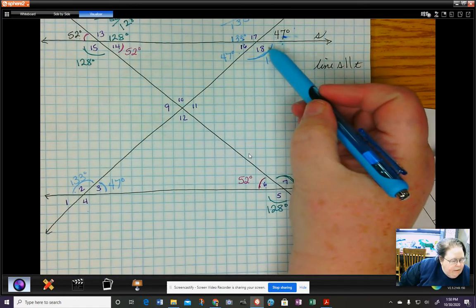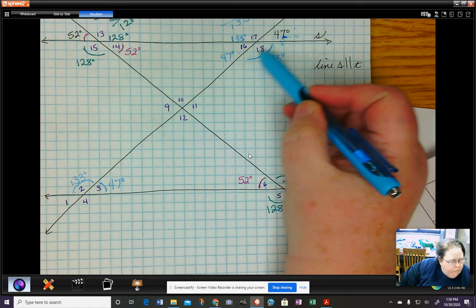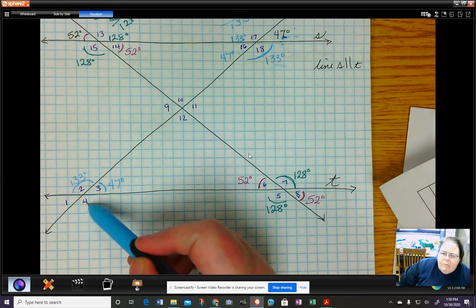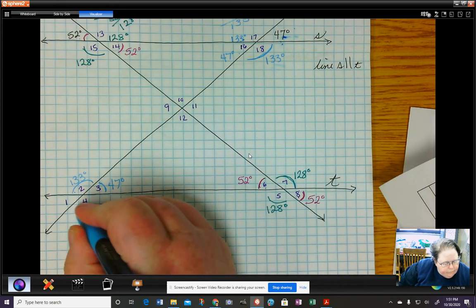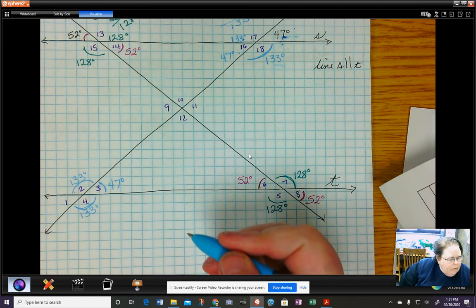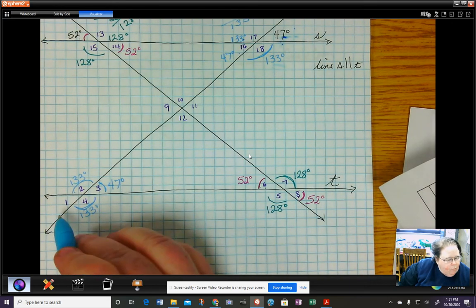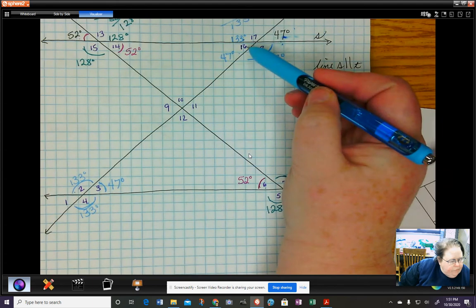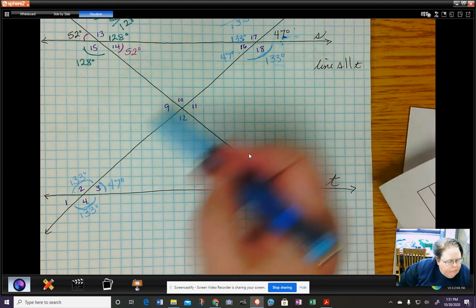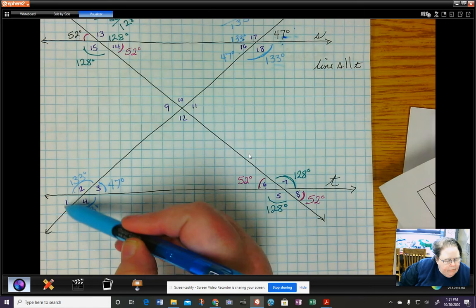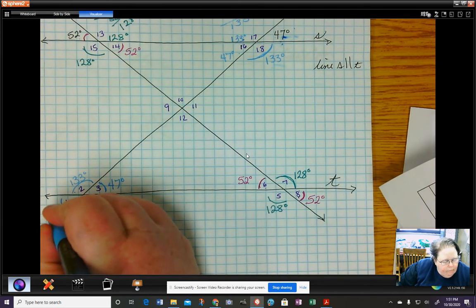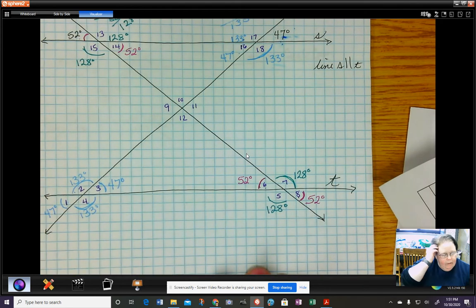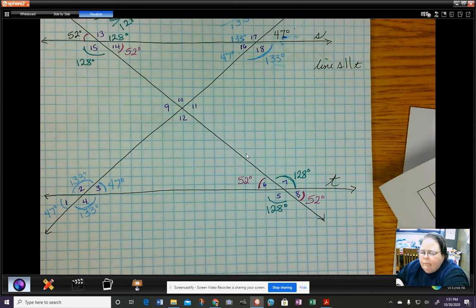Number 18 is on bottom and on the right. Number 4 is on bottom and on the right. So it's 133 degrees. Okay, so what's left is number 1. 16 is on bottom and on the left. Number 1 is on bottom and on the left, so it has to be 47 degrees. Okay, so now we found all those parts.